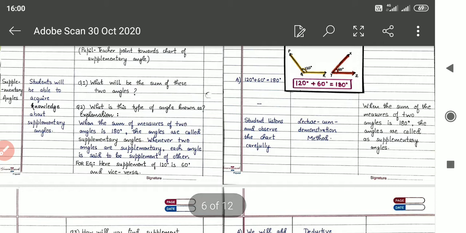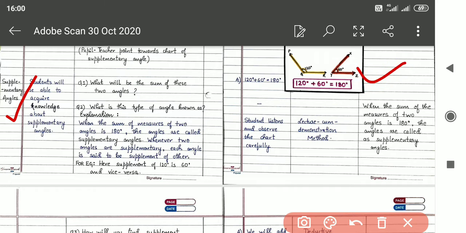In mathematics, the inductive deductive method is used very commonly, and the analysis and synthesis method is used very commonly. So next, the teaching point is, you can see the supplementary angles. Now again a few questions are asked. One question, what will be the sum of these two angles? The pupil teacher has shown the diagram and then asks the question.